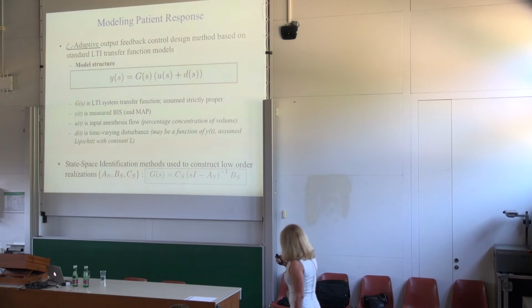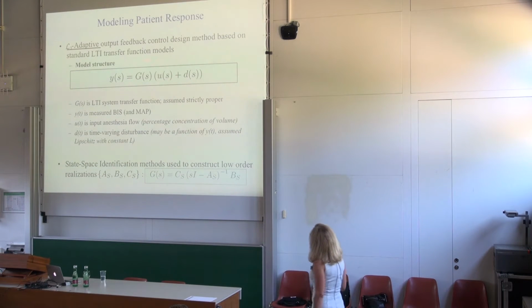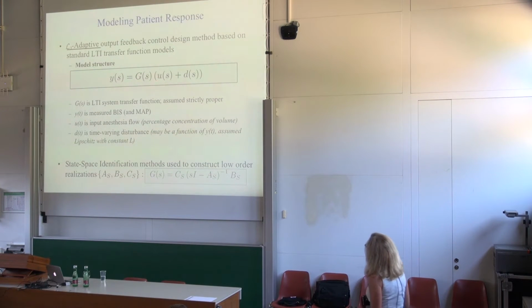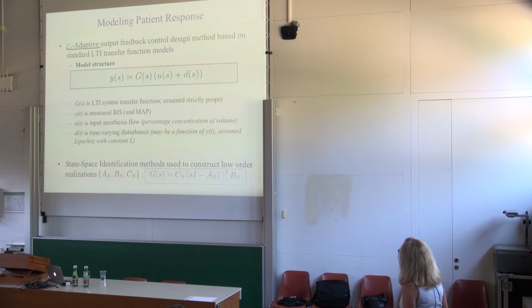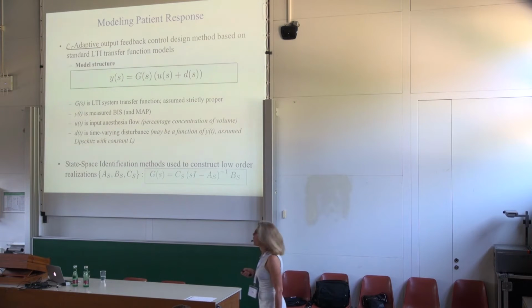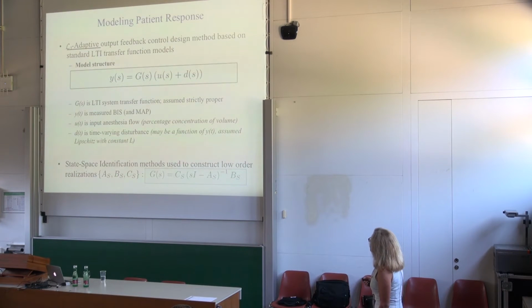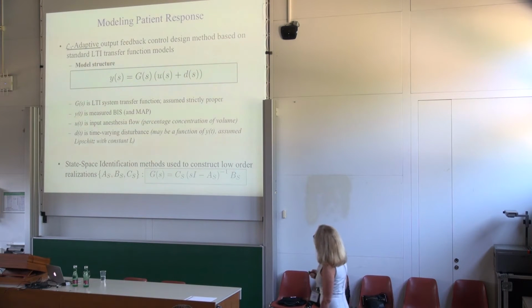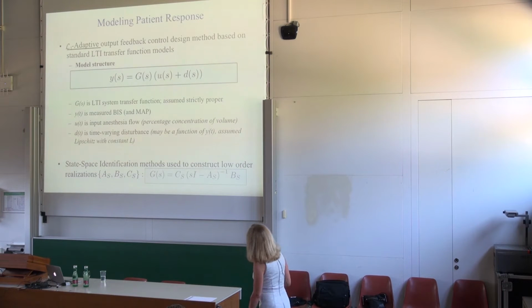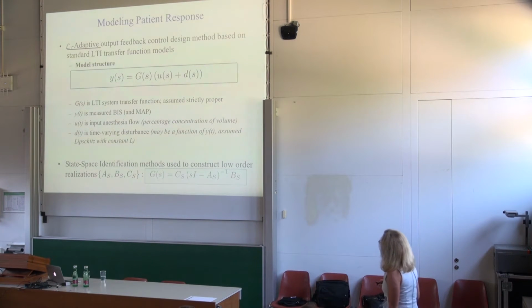Okay, so in adaptive control, the standard structure is that we need to find this LTI system transfer function. It's assumed that it's going to be strictly proper, so we need a strictly proper transfer function representing the response from the inputs and the disturbances to the output. Okay, so in this case, our output is BIS, and of course, in the MIMO case, BIS and MAP.